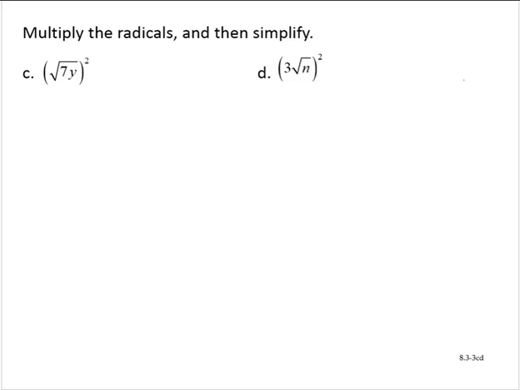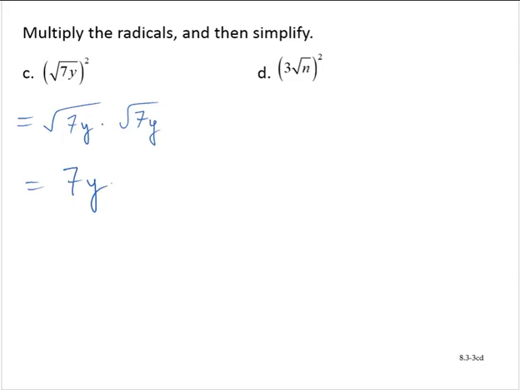Now, here I have the square root of 7y squared. What does it mean to square something? It means to multiply it by itself. And so then this is just 7y. We have to be careful.